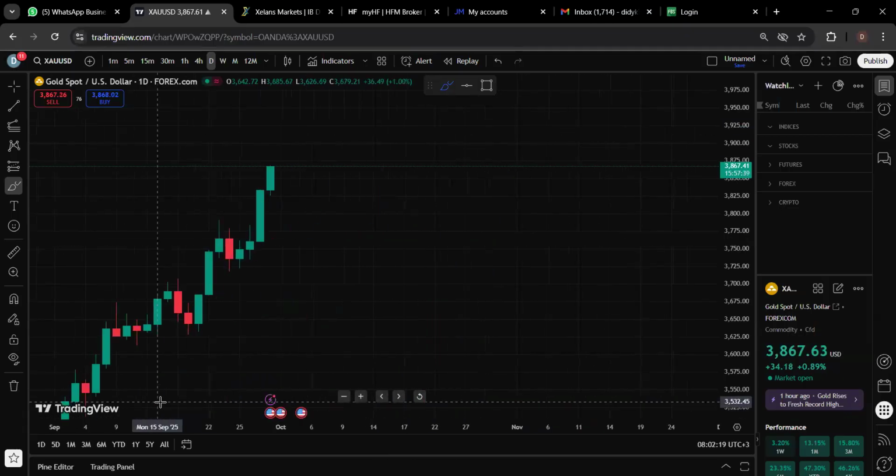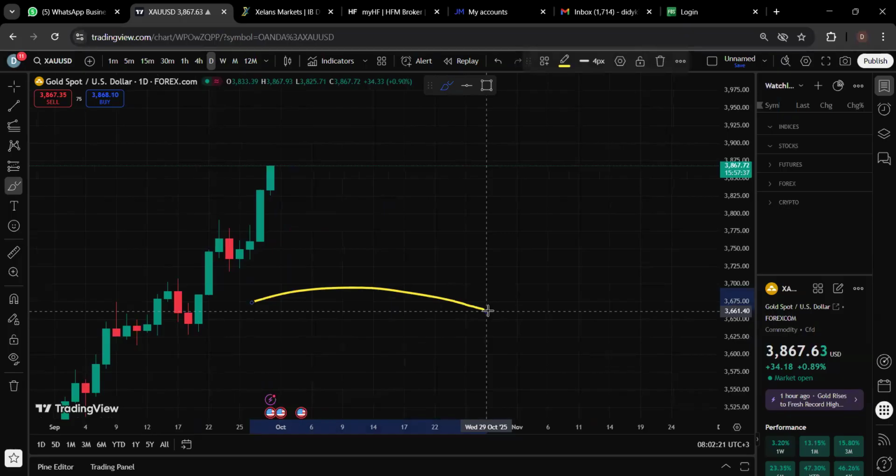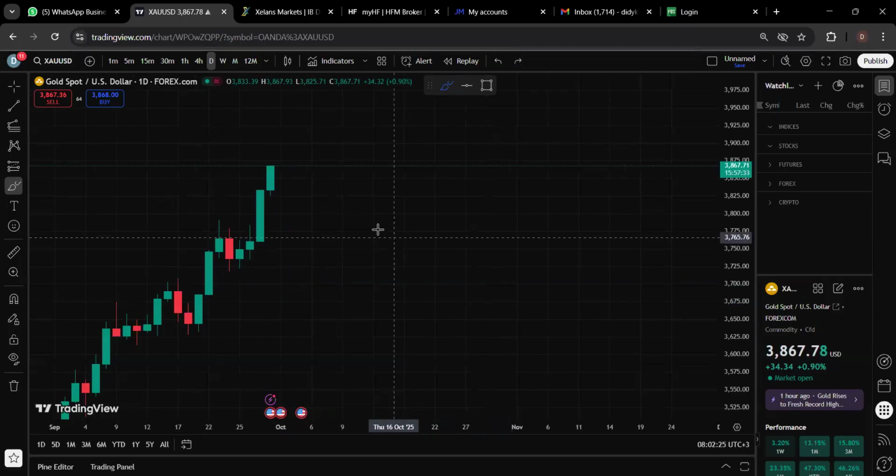So how do we now start our analysis? How do we know where the market will change direction, or where the market might decide to reverse? That's where we are now entering into our trend lines.